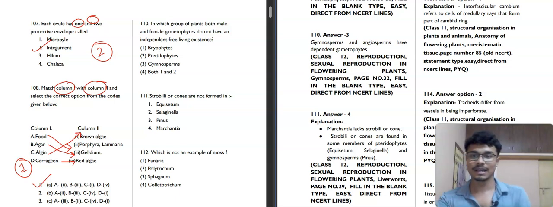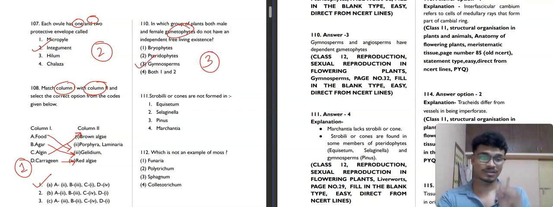It is saying that in which group of plants both male and female gametophyte do not have an independent free living existence. So which gametophyte doesn't have the independent free living existence? That is for gymnosperm and angiosperm. But here gymnosperm is given, so we will mark this answer, because there is one line in NCERT, unlike bryophytes and pteridophytes, gymnosperms don't have the free living existence. This question is taken from there.